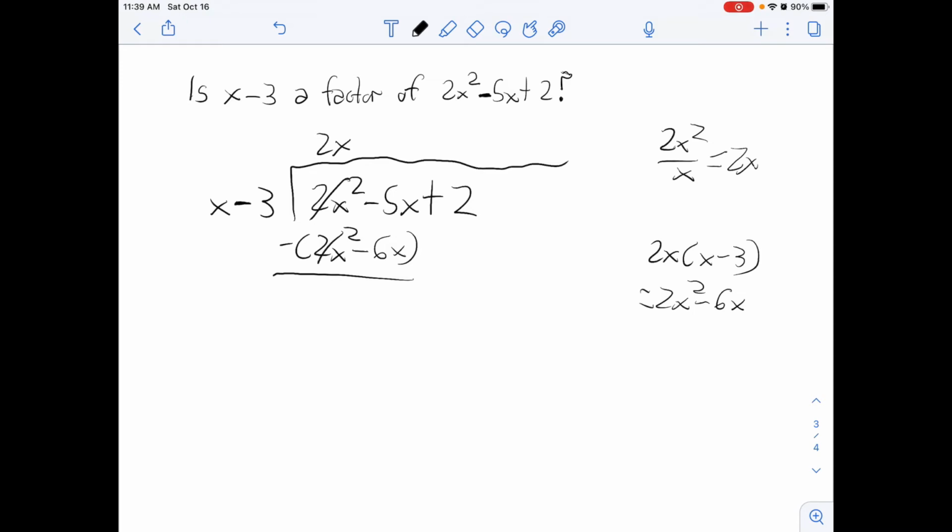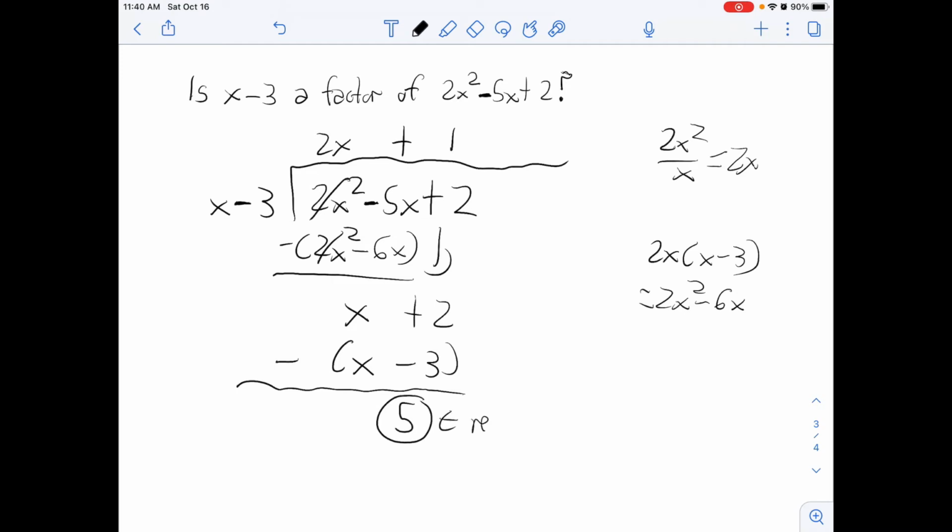These cancel out. Negative 5x plus 6x is x. We bring down the plus 2. x times 1 gives us x, so we write plus 1 up here. And then 1 times x minus 3 is x minus 3. So subtracted from x plus 2, and 2 plus 3 is 5, and so this is our remainder.